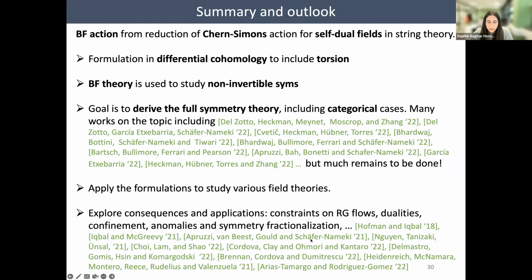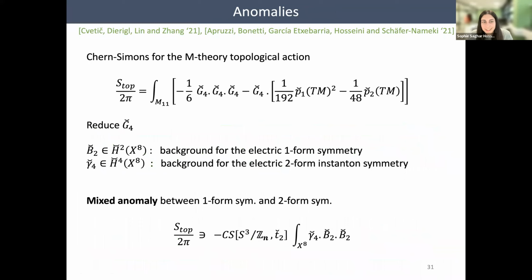And okay, since I have time, I have an extra slide. Let's go through it. We can also derive the anomalies using this method. If we were to study the M theory topological action, which has this form, it has G4, C3, and then we promote it to be valued in differential cohomology. G4 becomes a differential-cohomology G4, and there are these other terms.